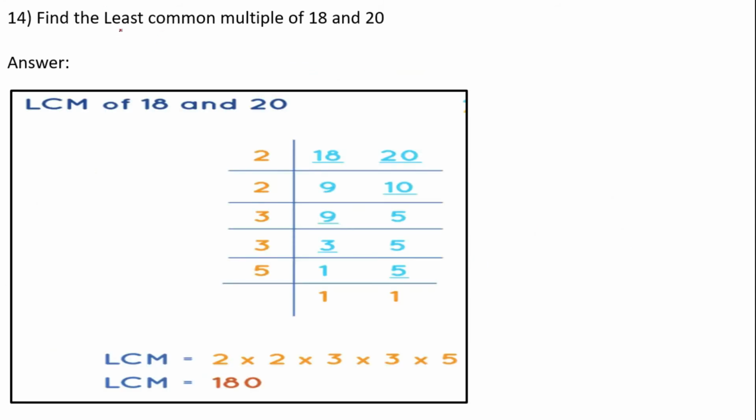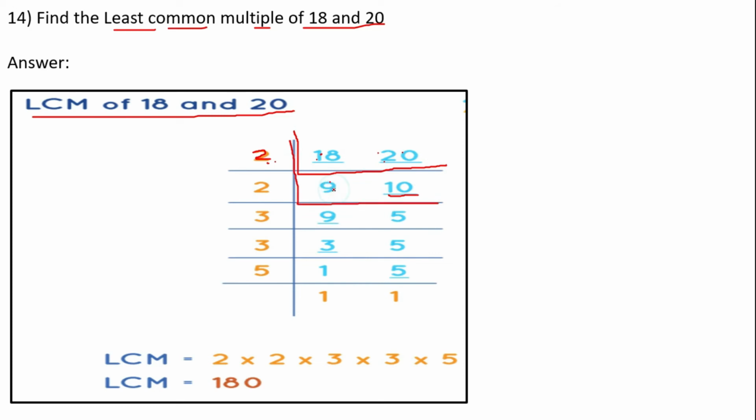Find the LCM, least common multiple, of 18 and 20. We are going to find the LCM of these two numbers. You can put the numbers like this, 18 and 20. These two numbers are divisible by 2. 18 divided by 2 you will get 9. 9 2s are 18. 20 divided by 2, you will get 10. The same way you can divide.